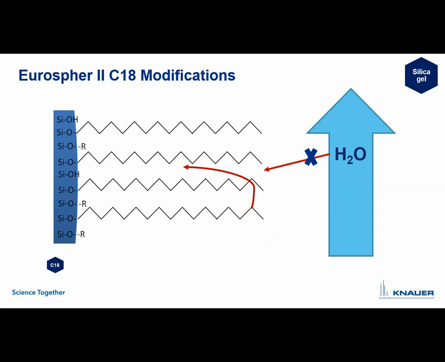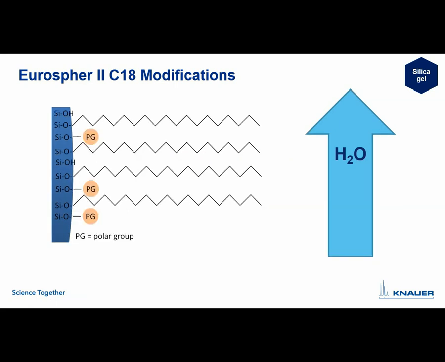So for flushing for a short time, normally it's not a problem with the C18 phase and pure water, but never use it as an eluent for a lot of analysis. That is not recommended. If you have something that's only soluble in pure water, please use the C18A modification.